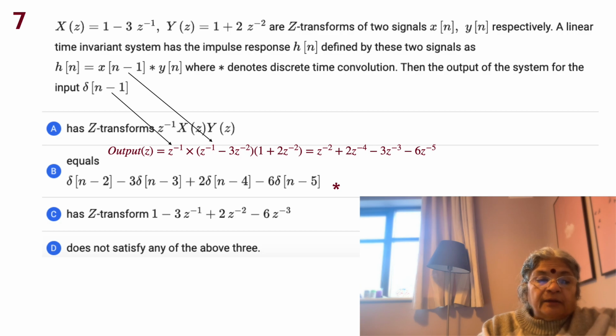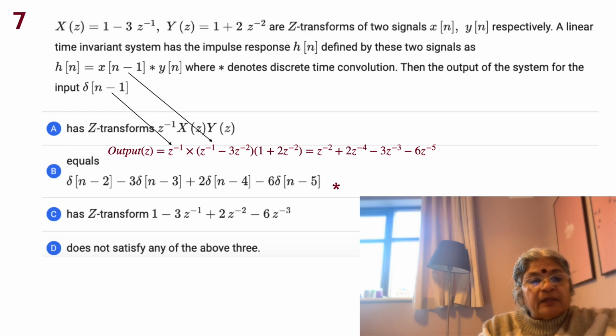Where star denotes the discrete time convolution, then the output of the system for the input delta n minus 1. So we have the impulse response. Now we need the output, let's say y[n], and we also see that we have the input as given by delta n minus 1. So what is H(z)? First and foremost, what is the output in the z transform domain? First and foremost, we have x[n] delayed by 1 time unit, or z raised to minus 1 multiplying 1 minus 3z raised to minus 1.